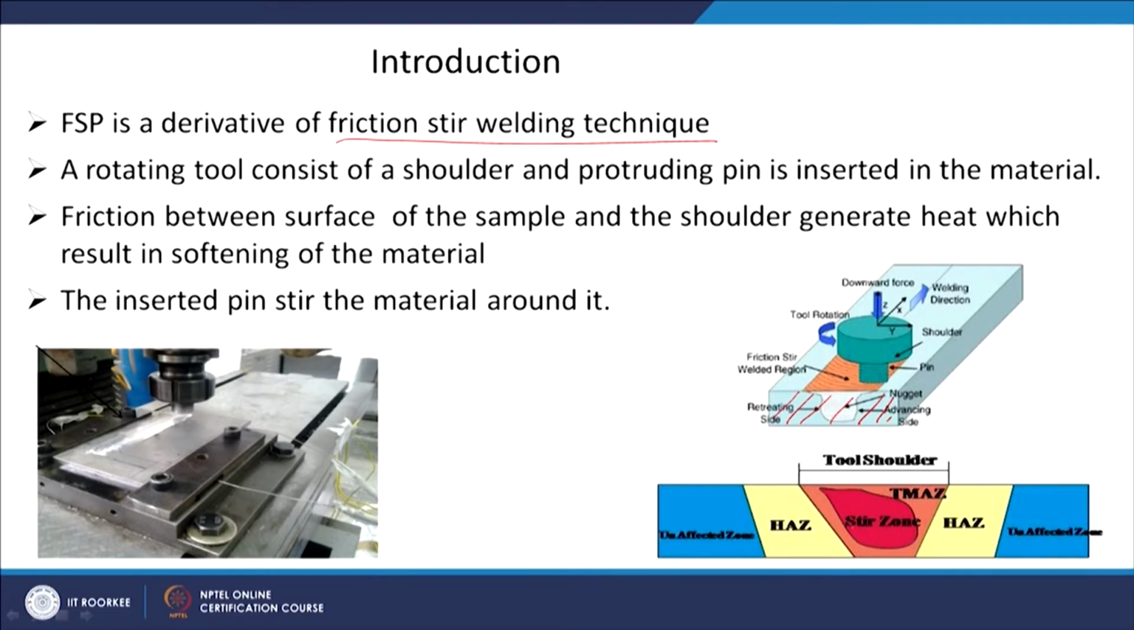So, next to the stir zone you have the thermomechanically affected zone. Next to that, because heat is there, it will dissipate. So, you will have a heat affected zone and then the base material. These are the different microstructural zones you will observe in friction stir processing. This is one micrograph for that.